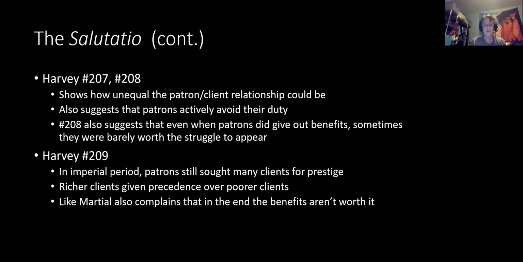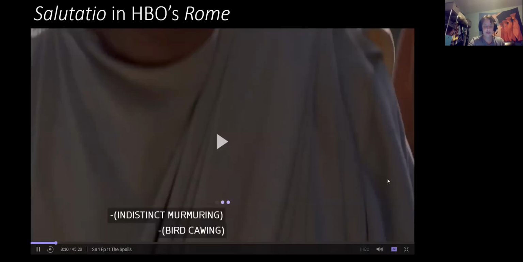In Harvey selection number 209, we see how much amicitia had degraded in the late imperial period. Patrons still sought clients for prestige, but treated them differently based on their relative wealth. Juvenal shows that richer clients, who would need less help and could do more for their patrons, are given precedence over the poorer ones. And, like Martial in number 208, he also complains that most of the time appearing for the salutatio isn't worth it. Now we have a clip, yet again from HBO's Rome, that shows what a proper salutatio would look like.